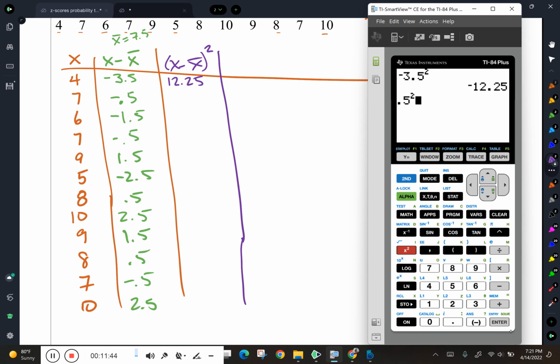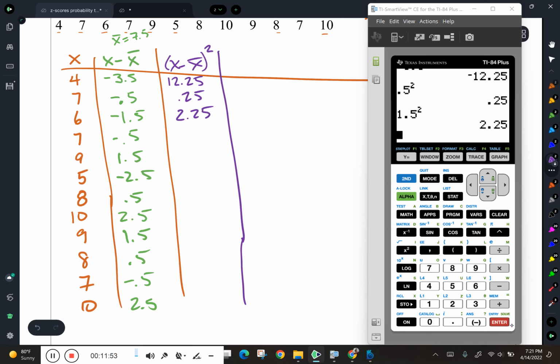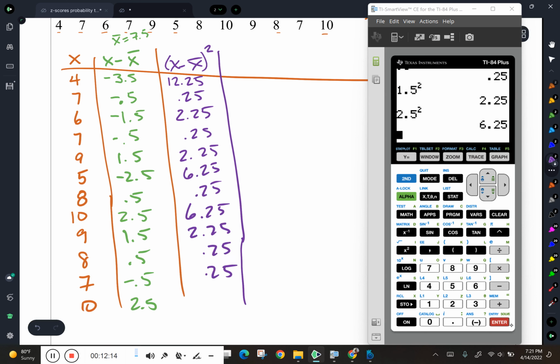0.5 squared, 0.25. 1.5 squared. You notice I'm ignoring the negatives because I really don't care, because they're going to be positive. That's going to be 0.25. That's going to be 2.25. 2.5 squared, 6.25. 0.25. 6.25. 2.25, 0.25, 0.25, and 6.25.